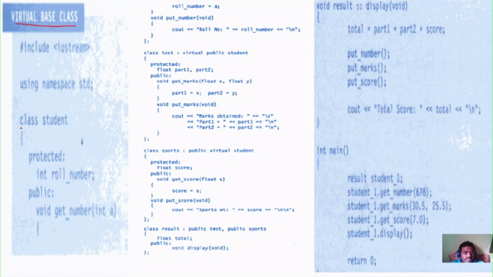A demonstration of the virtual base class with respect to an example. Here we are going to have a number of classes. One is class student, next we are going to have the class test, the third class is sports, and the fourth class is result. So this is the student class, which is not derived from any classes, it is a base class. Now test class is a derived class which is going to derive from the student. Sports class is a derived class which is going to derive from the student.